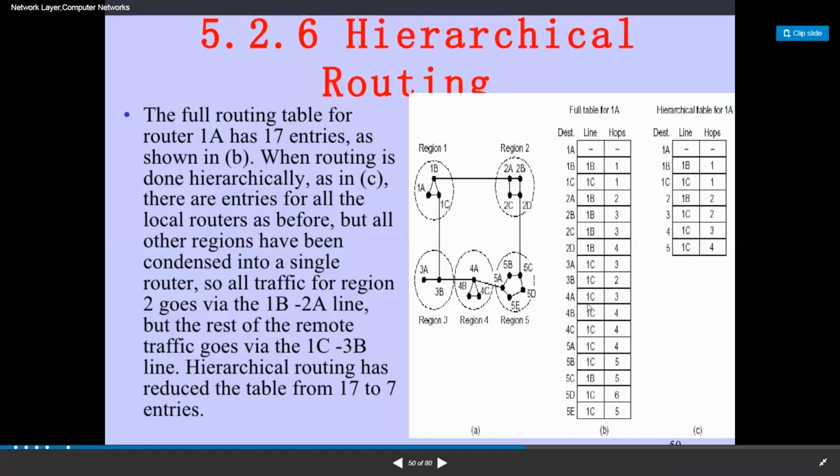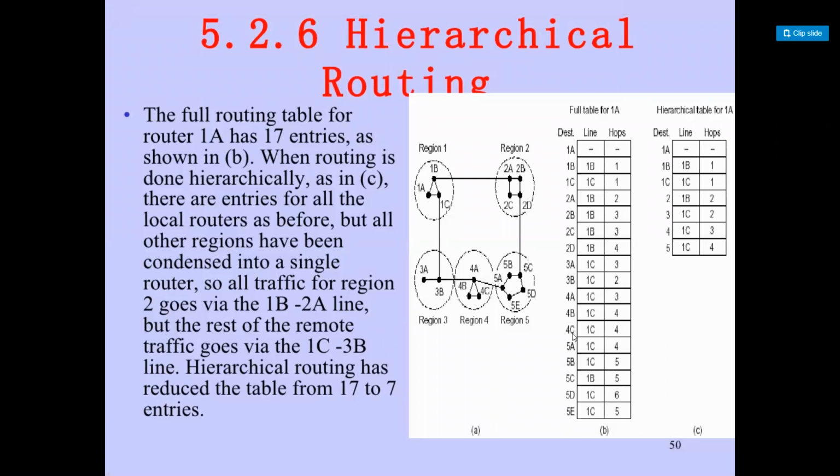Like that, we need to calculate 4A, 4B, 4C, 5A, 5B, 5C, 5D, and 5E. Okay, this is the normal routing table. For this given example, we are having 17 nodes or 17 routers. Each table needs to maintain 17 entries. 17 into 17. What is the value of 17 into 17?